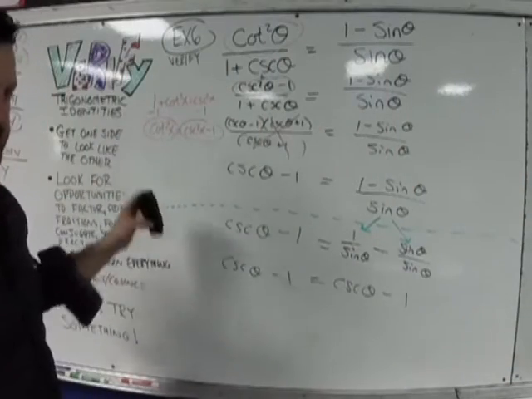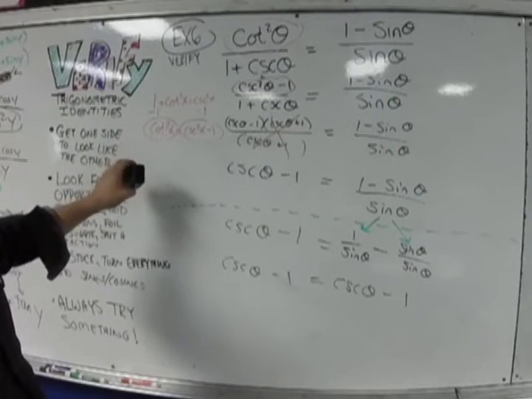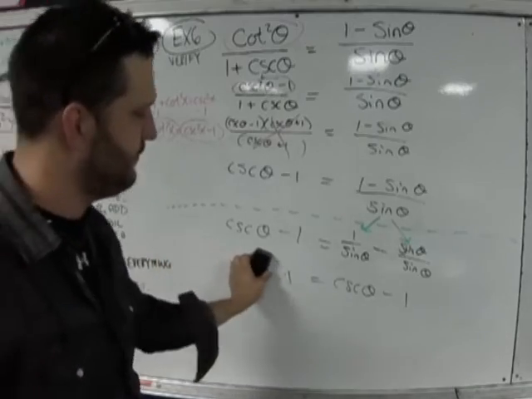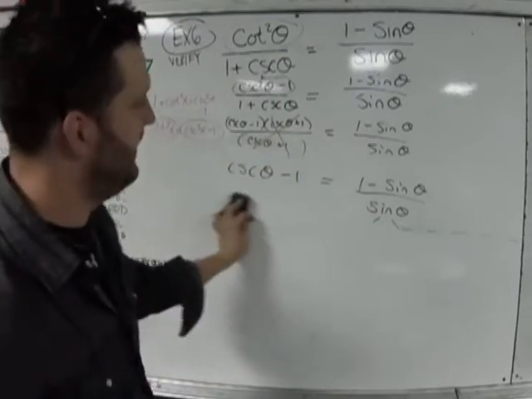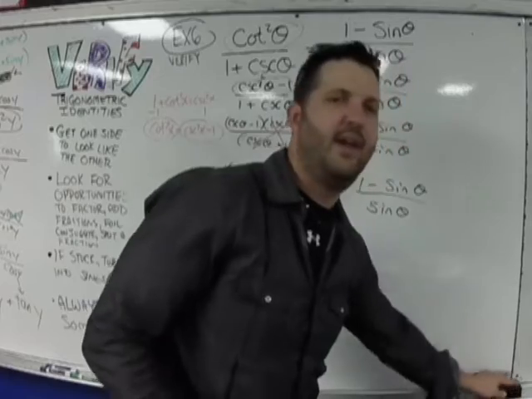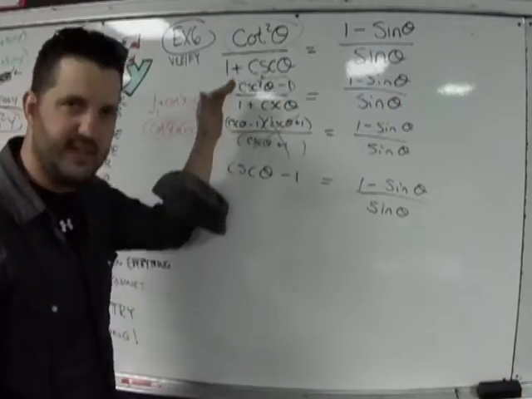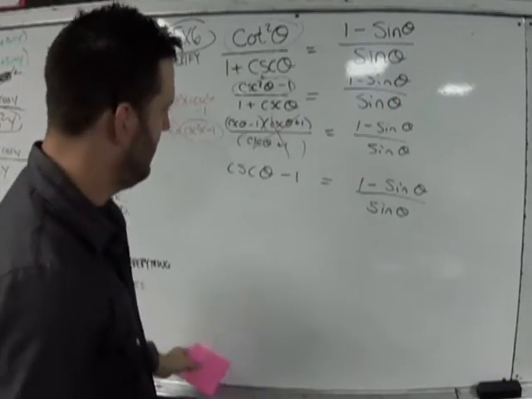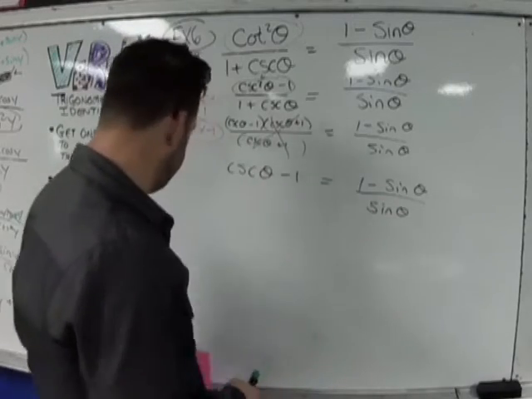I'm going to back us up. So take a look at it real quick, see what happened. Say that you didn't see that, or you didn't think about that, or you're just dead set on taking the left side all the way. How can we make the left side look like the right side?